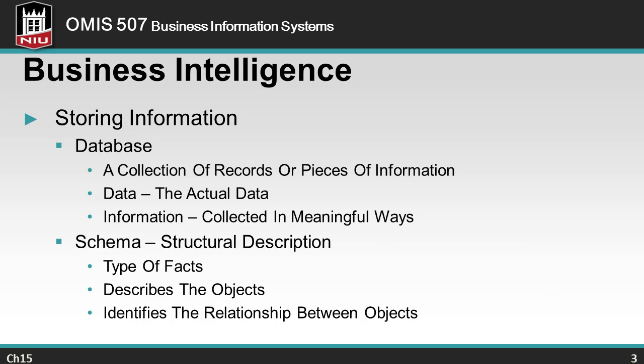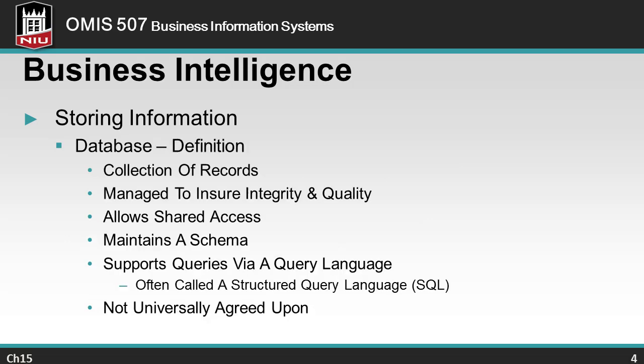A database is a collection of records or pieces of information and is made up of the actual data and related information. The data schema is a structural description of the database, including definitions of the facts captured, the various logical objects within the database, and the relationship between these objects. A database is a collection of records managed to ensure integrity and quality. The database facilitates controlled access to the data and supports the schema, which defines the structure of the data.